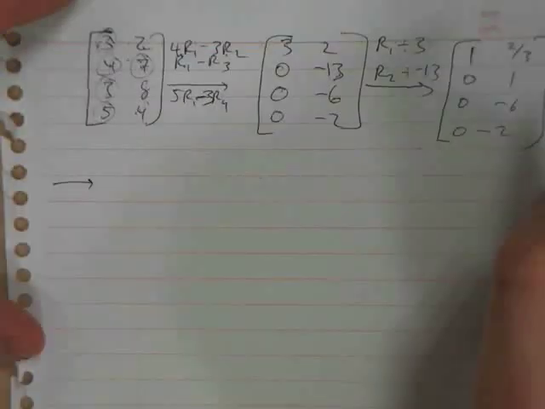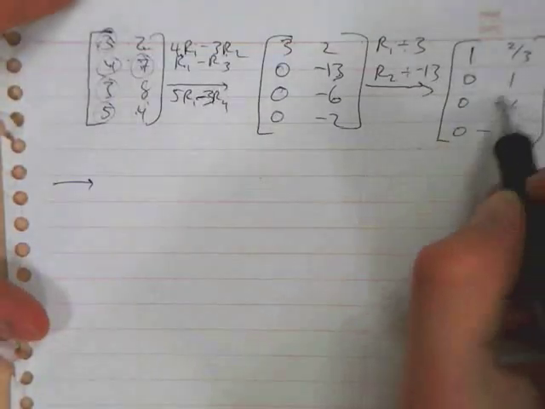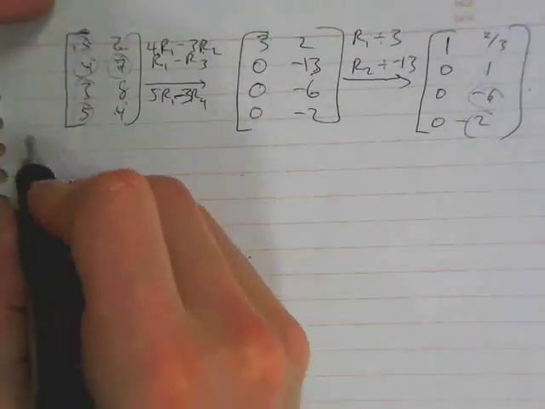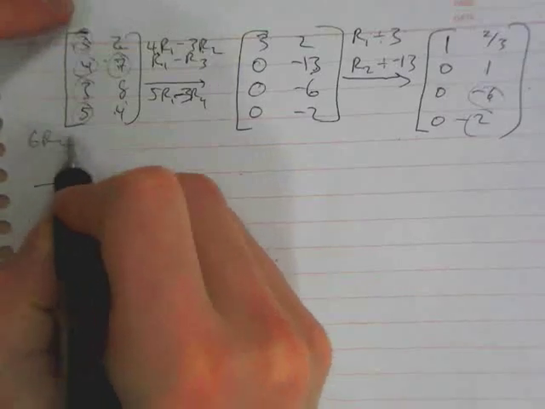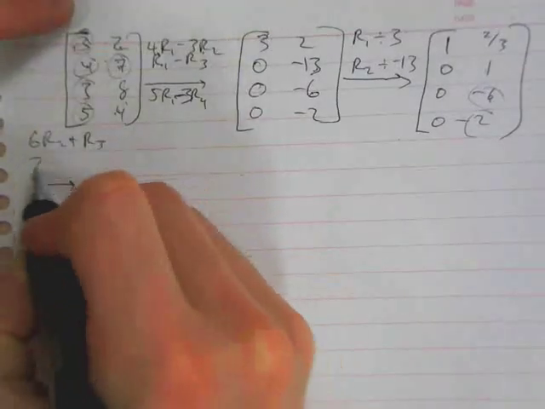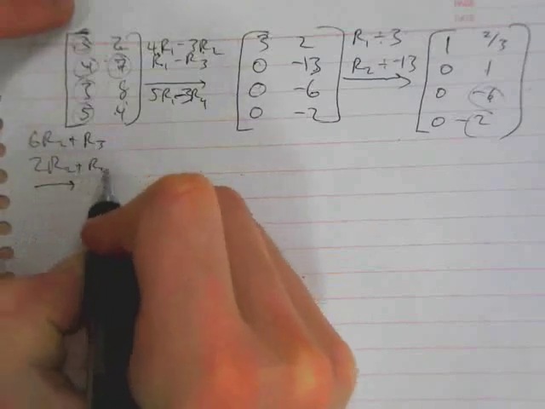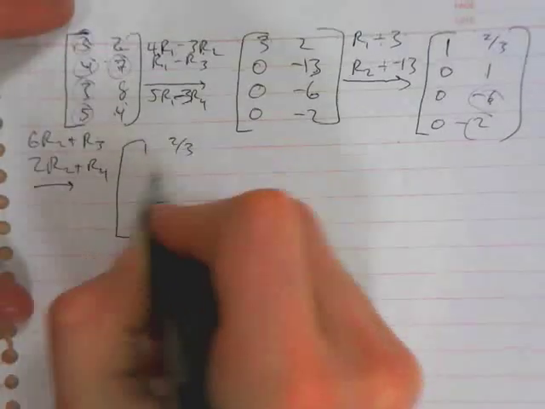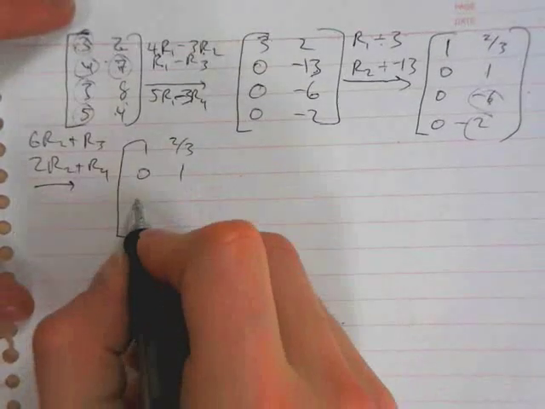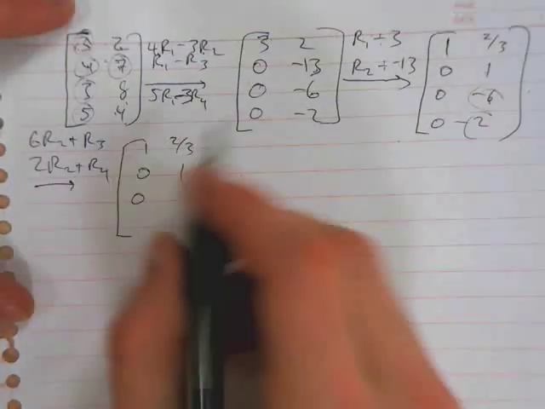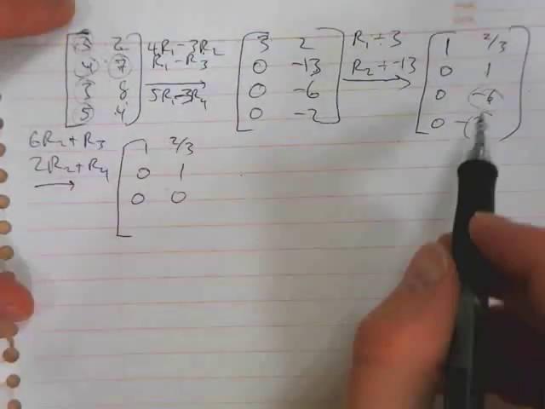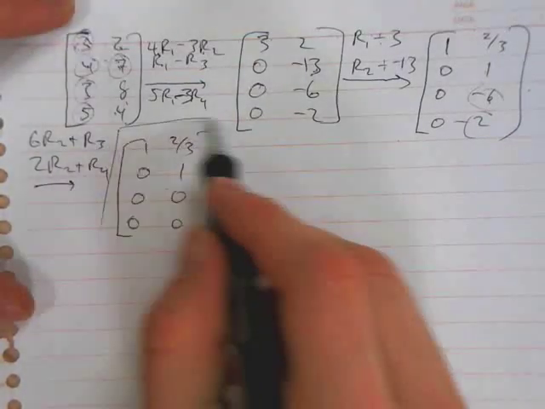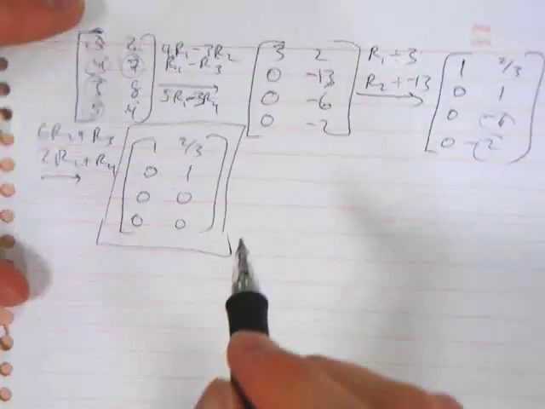Alright, but now I need to have zeros below the diagonal. So I want to turn these into zeros, and I can do that by taking 6 times row 2 plus row 3, and 2 times row 2 plus row 4. We got 1, 2/3, 0, 1, 0, and then 6 plus negative 6 is 0, 2 plus negative 2 is 0. And so we wind up with this, and this is our matrix in row echelon.